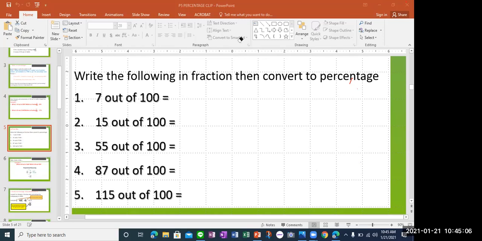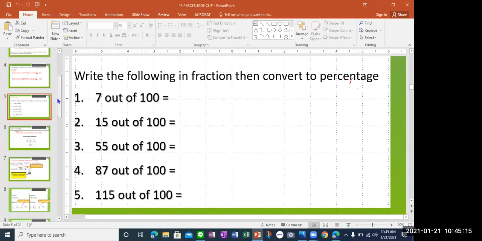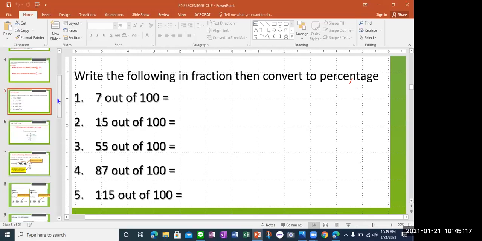Don't worry. 35. 7% out of 100. 35. Is it 35? Yes, 35. Your answer is 35. What about number 2?